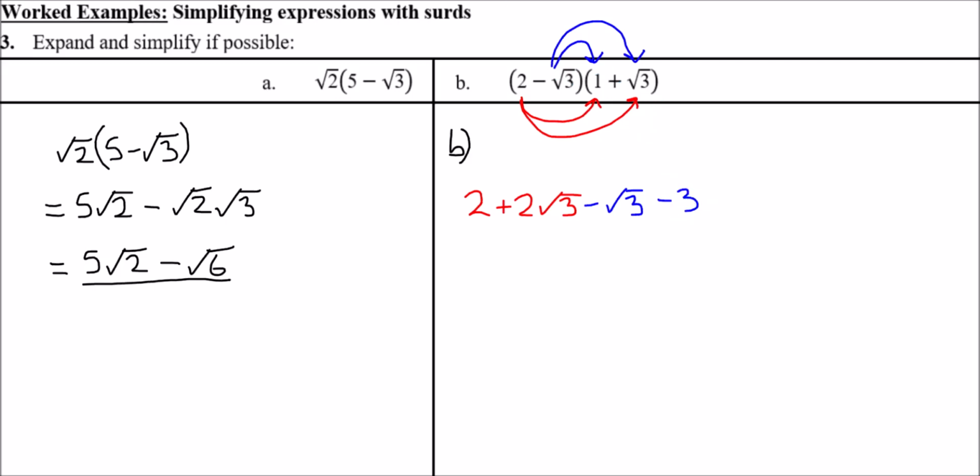So this now can be simplified. 2 is obviously just 2. 2 root 3 take away 1 root 3, we're just left with 1 lot of root 3, and minus 3. And so that would give us root 3 minus 1.